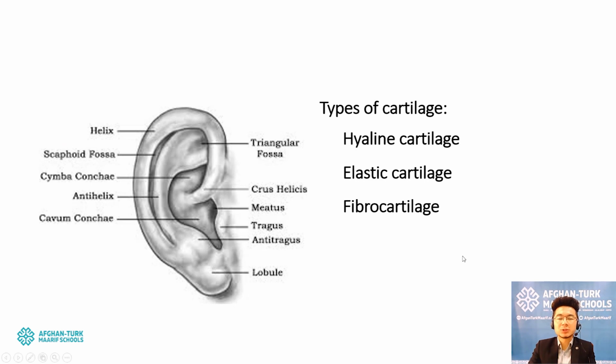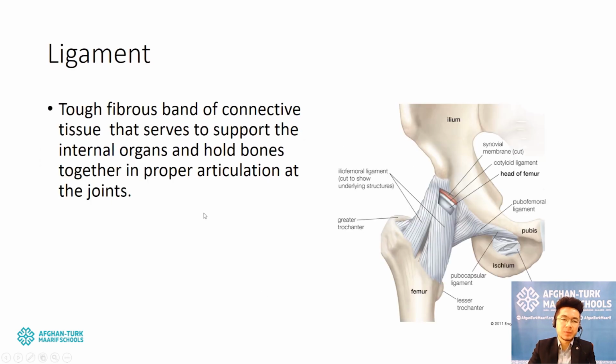We have three types of cartilage. The first one is hyaline, and the other one is elastic cartilage. The third type of cartilage is called fibrocartilage.